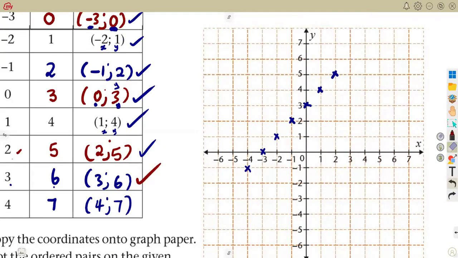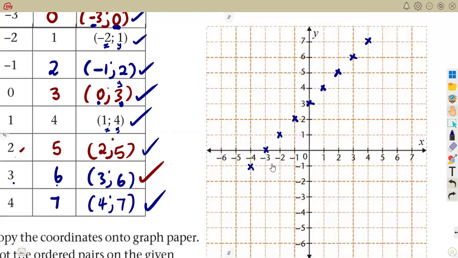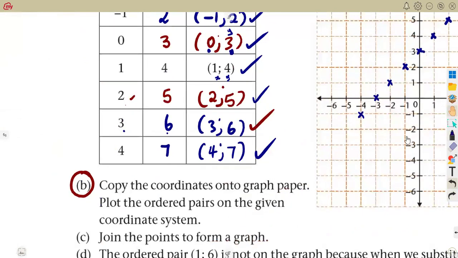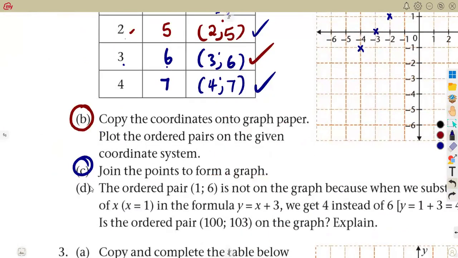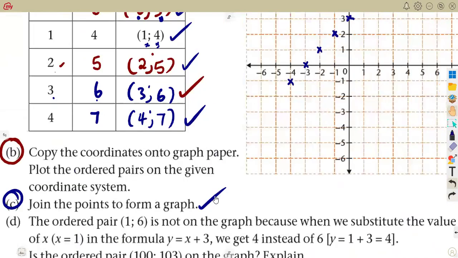That is the condition, all right? So here, they meet here. 4 versus 7. X is 4, Y is 7. So you're going to go up with 4, 7, and they are going to meet here. So the question was to mark these points, to copy coordinates. Then on number C, we are supposed to join the points to form a graph. So that is where we are drawing now.